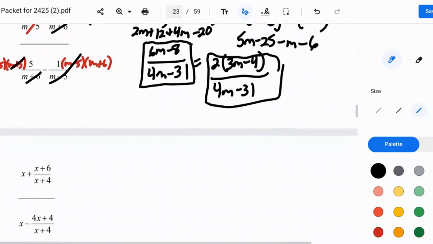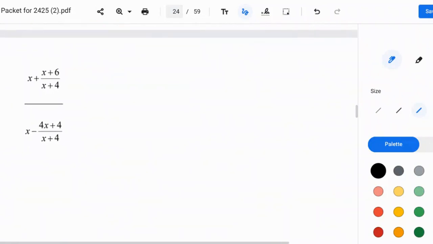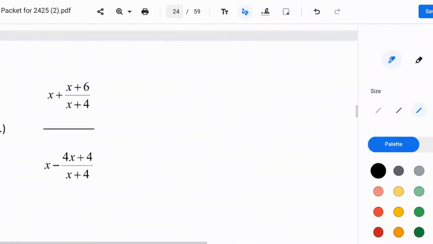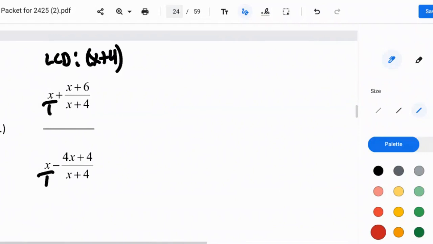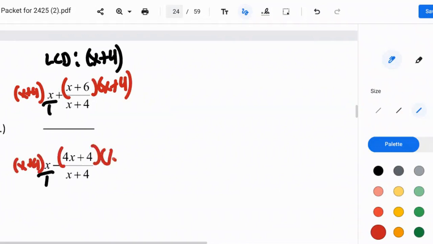All right, last one we're going to do together is number 4. Number 4, the only thing I see in the bottom is an x plus 4. So that's my LCD. So that's what I'm going to multiply by each top. And those x's have a 1 underneath, so I wrote a 1. So that means nothing is going to cancel on the left side here. You're just going to have to multiply because there's just a 1 on the bottom.